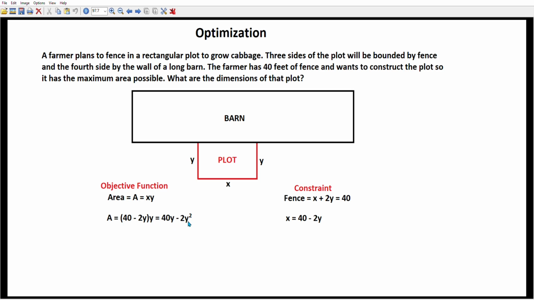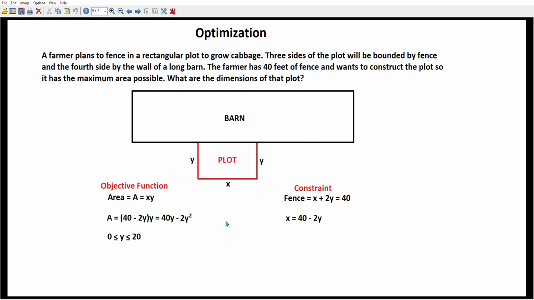minus 2y squared. Now the next thing you want to do is look to see what values of y make sense in the problem, because you don't want to end up finding a point that has no physical significance. In this case, the values that make sense are 0 less than or equal to y less than or equal to 20. Y equals 0 is a very silly plot. It's 40 feet of fence right along that wall, but you could build it.